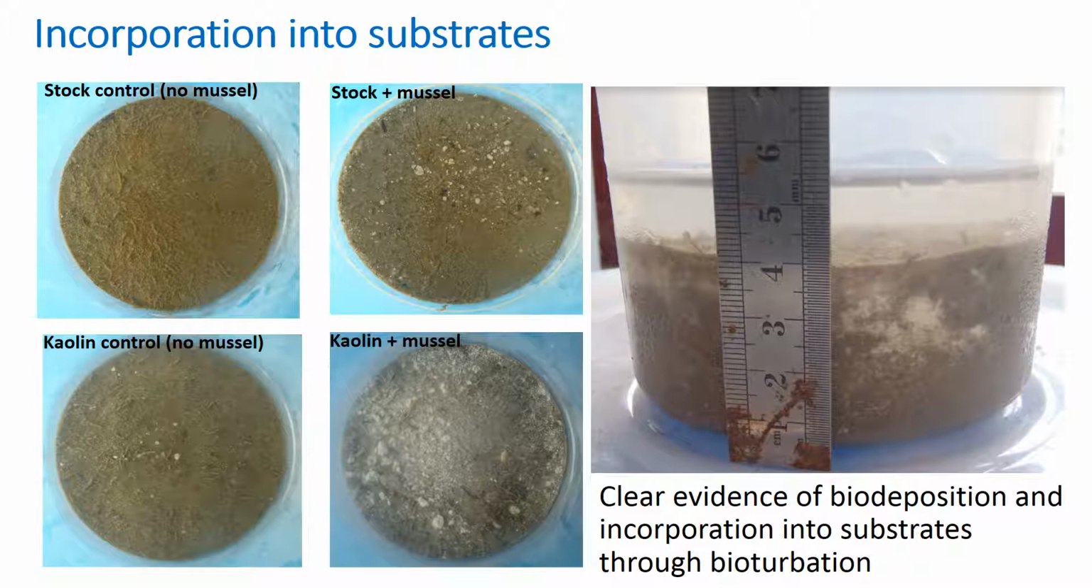Under a kaolin diet, which is the bottom two panels on the left hand side with no mussel, we see a pretty similar sort of picture to the stock control, but if you see a mussel and kaolin, we can see that a lot of that suspended white kaolin clay has clearly been incorporated into the sediment or onto the sediment through biodeposition, and that's not just on the sediment surface. If we look vertically through the sediment profile, we can see that a lot of that fine suspended sediment has been worked into the substrate through bioturbation. So these biodeposition and bioturbation processes are potentially quite significant.